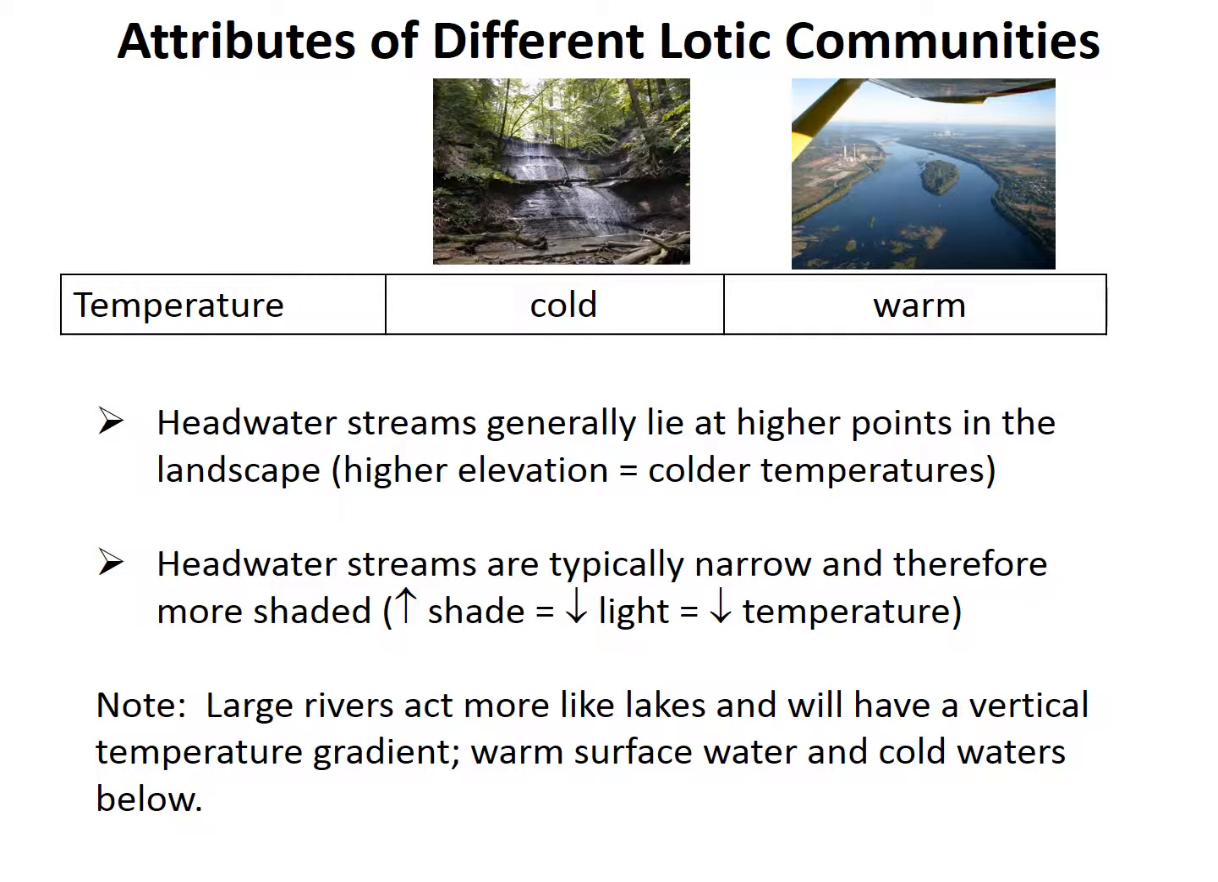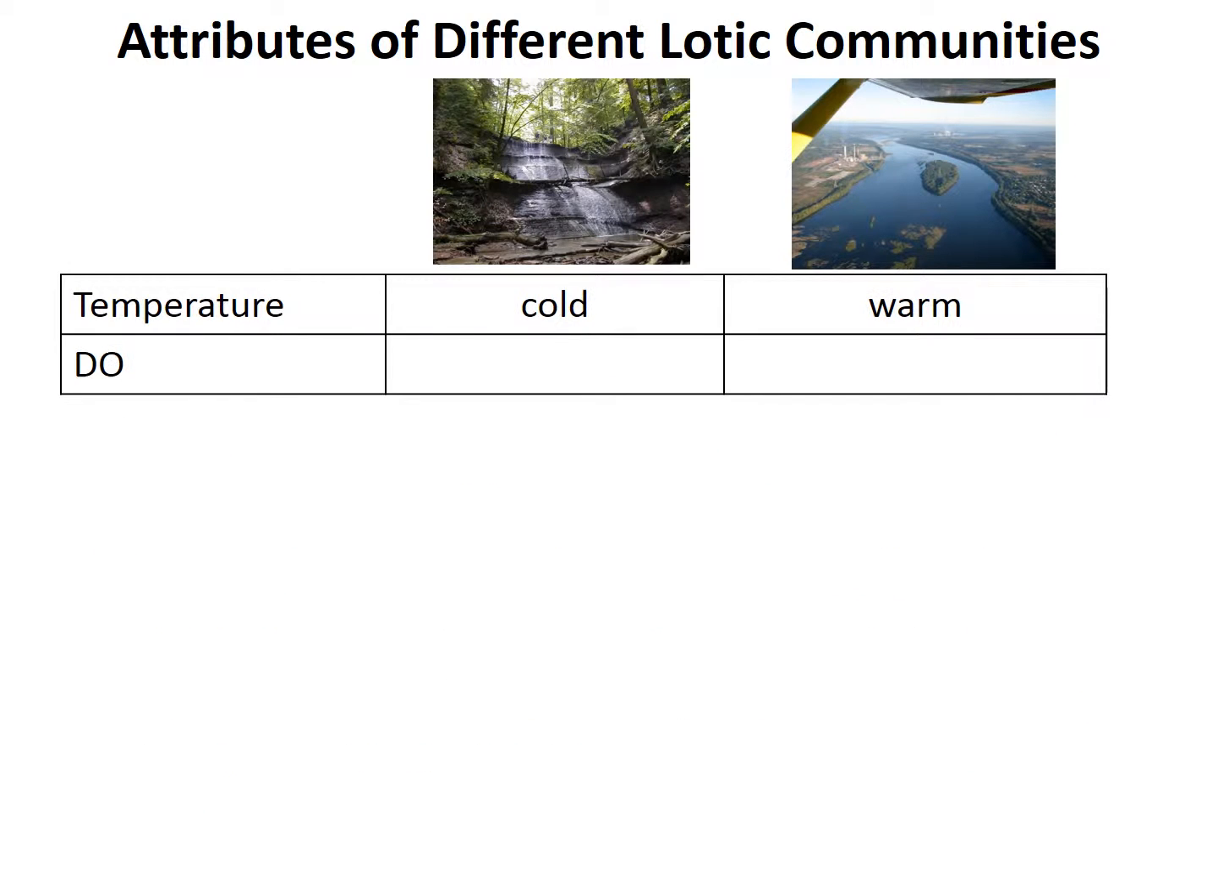Note, however, that large rivers tend to act a lot more like lakes, and you will have a little bit more of a vertical gradient of temperature. So the surface water will be very warm, but those waters underneath will be cold. Overall, still, the water in a larger order system is going to be warmer than the first order, second order, third order streams. Now let's examine the difference in dissolved oxygen levels between a first order and 8th order stream.